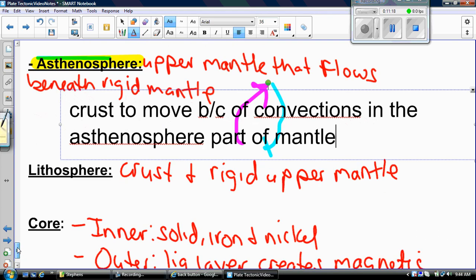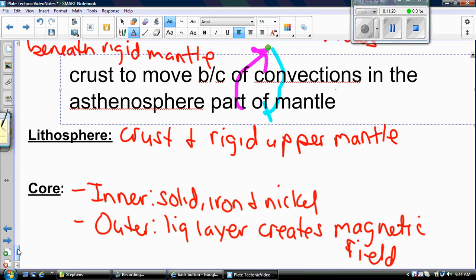Okay, now we classify the crust and just the rigid upper part of the mantle, not the asthenosphere, as the lithosphere, because that's the part of the earth that doesn't move. It is a solid part. So the upper solid part of the earth, the crust and the upper mantle, is called the lithosphere.